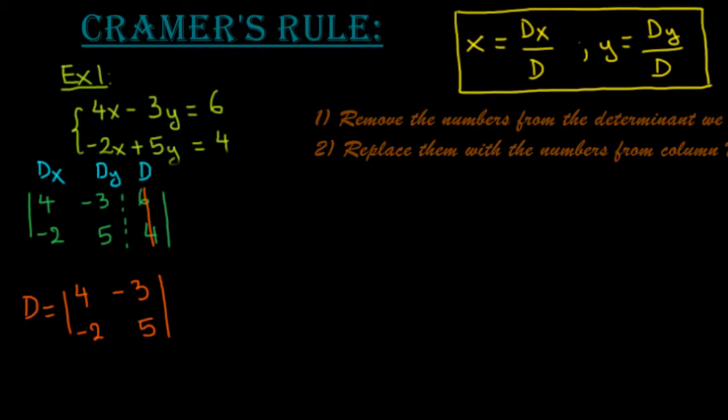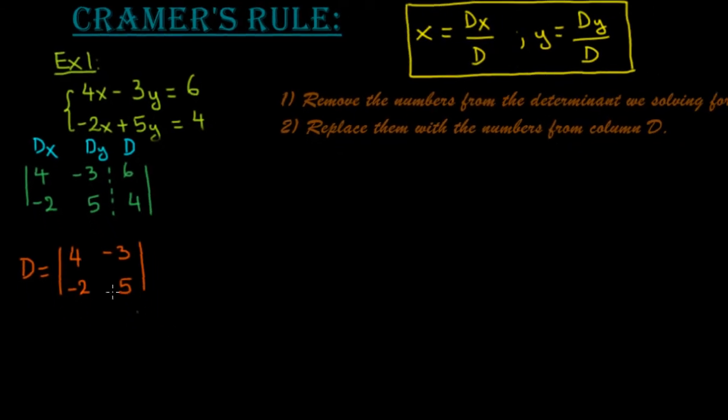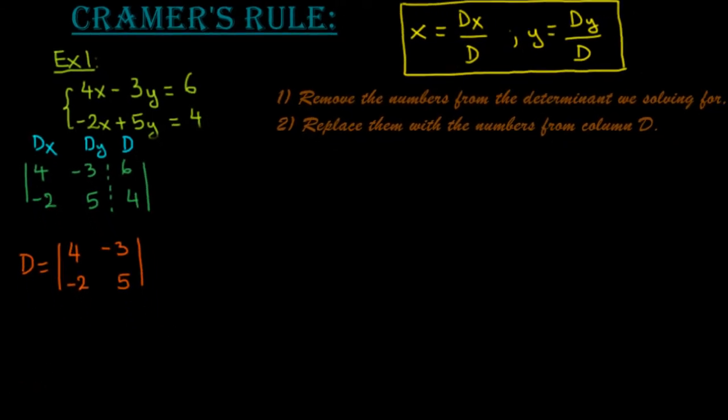So we just finished setting up the determinant D. The next one we're gonna do is determinant dx. So again, for determinant dx, we're gonna remove the number from column dx and replace them with the number from column D. So what I'm gonna do next is replace the column D in place of the dx. So we will start with 6 and 4 instead of 4 and -2.